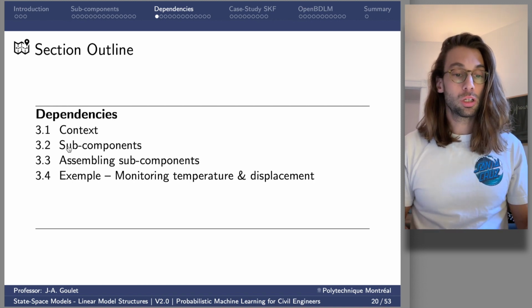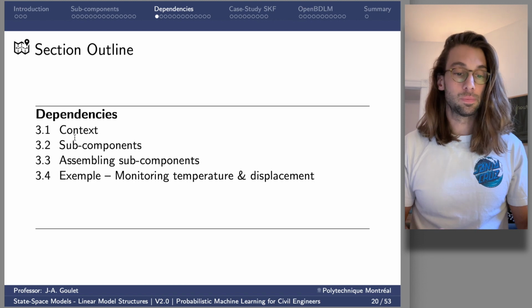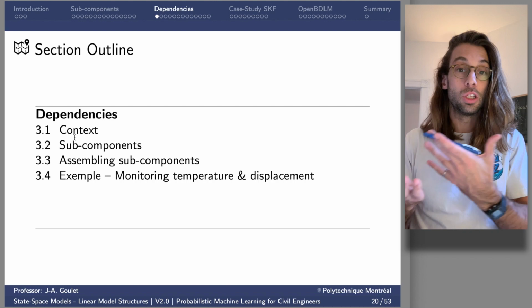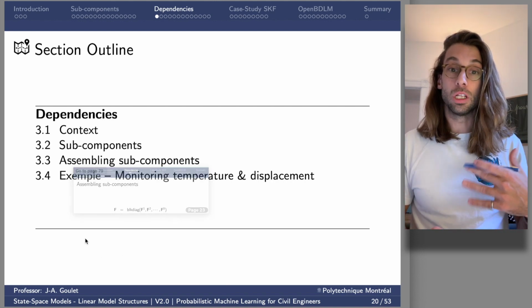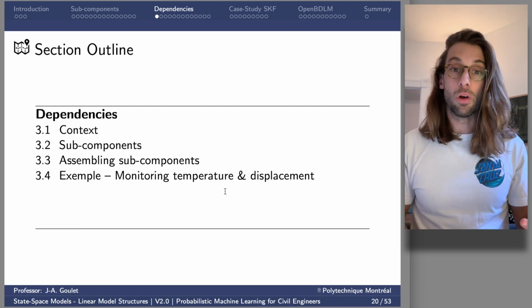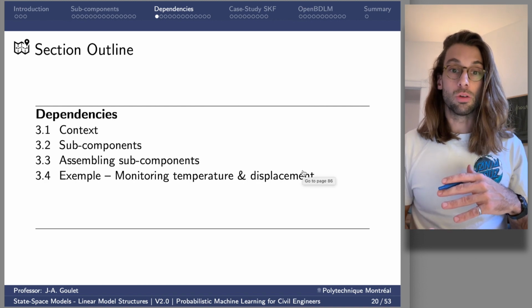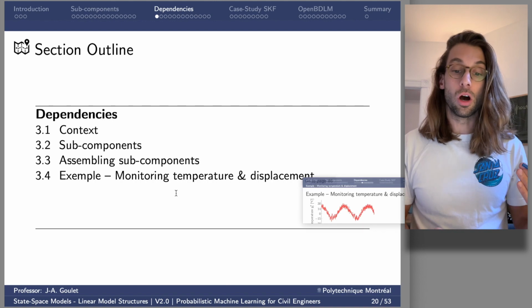Okay, so we're going to look in more detail at the context of these dependencies between time series. Then we're going to look at how we can adapt a specific component to take care of that dependency. How do we assemble the subcomponents in the case where we have dependency between time series? And we're going to put that into practice where we want to explain the displacement of a structure over time as a function of the observed temperature on that structure.